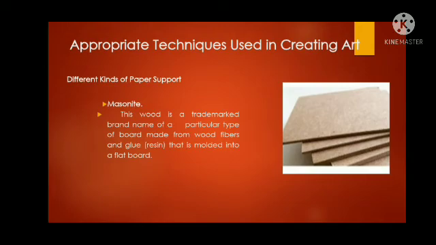Next, we have the masonite. This is a trademark brand name of a particular type of board made from wood fibers and glue that is molded into a flat board. Masonite boards are commonly 3 mm thick and can be used as a stretching board for watercolor paper, a painting surface, or a drawing board.